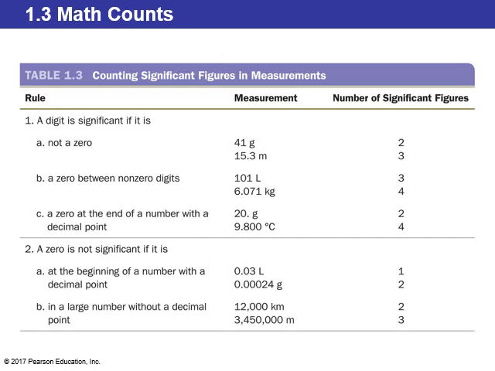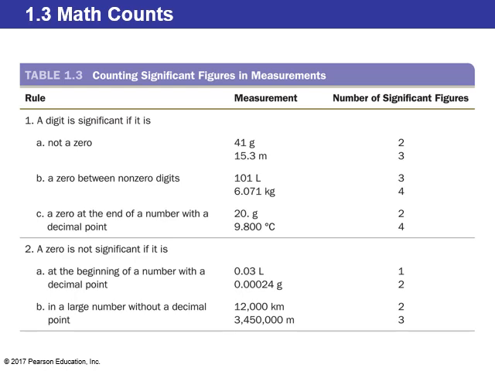So here are some great examples of that. A digit is significant if it is a non-zero number. So for example, if they tell you it's 41 grams, that means that piece of equipment was able to accurately measure down to the ones column. So we know there's exactly 41 grams. If they tell you 15.3, you have 3 significant figures there.